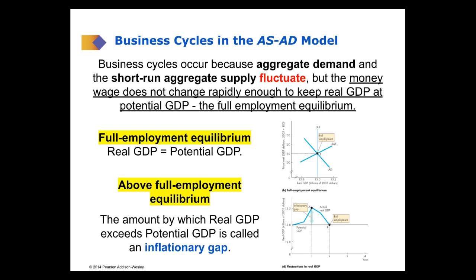Aggregate supply or aggregate demand can change, and the adjustment process with the money wage rate changing doesn't happen fast enough and rapidly enough to keep real GDP at potential GDP, to keep us at full employment. So sometimes you can have an increase in aggregate demand that happens faster than the money wage rate can change, and then you're going to have an inflationary gap because real GDP is going to be above potential GDP, and the price level is going to rise.